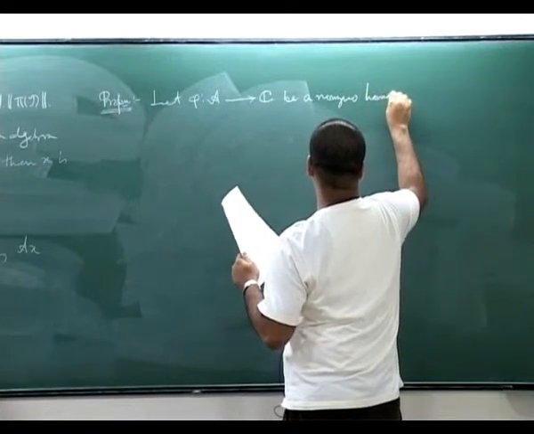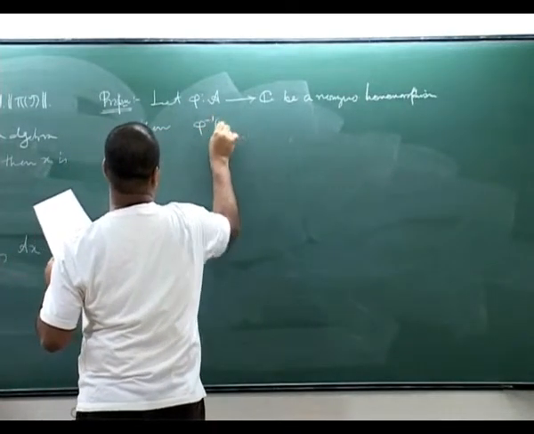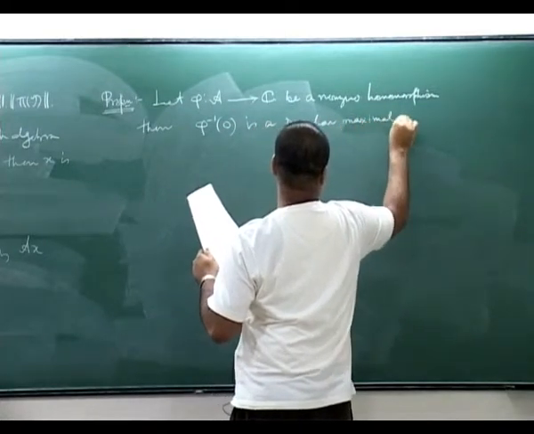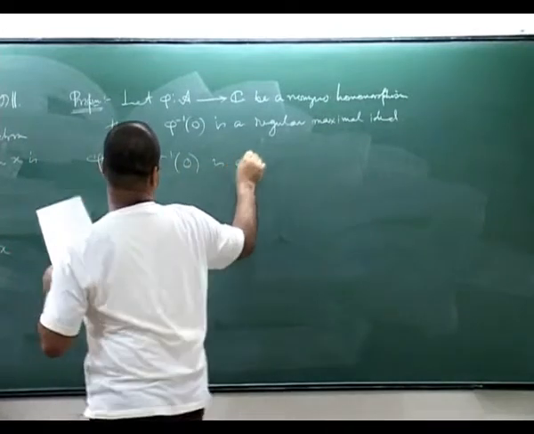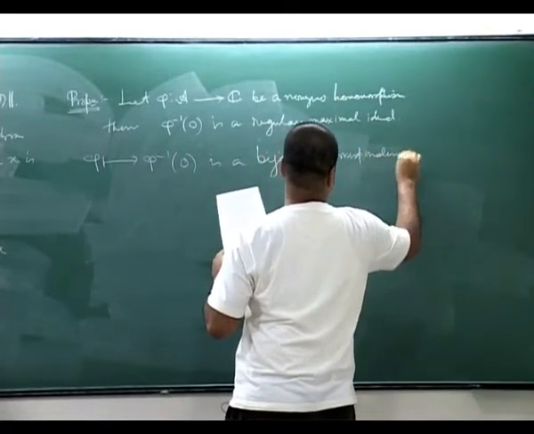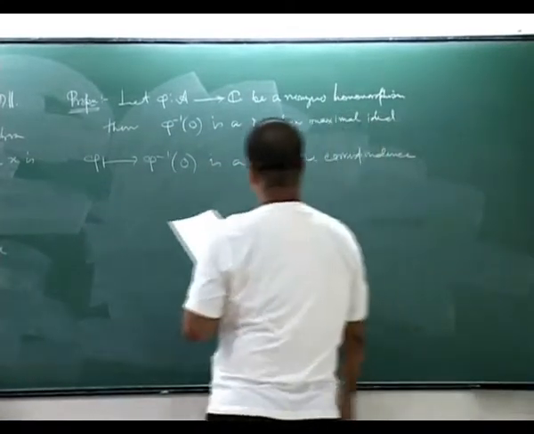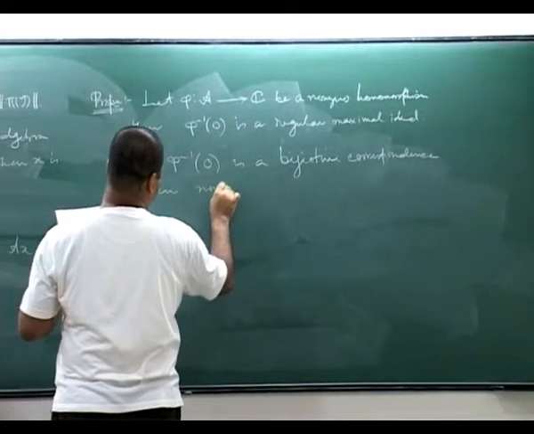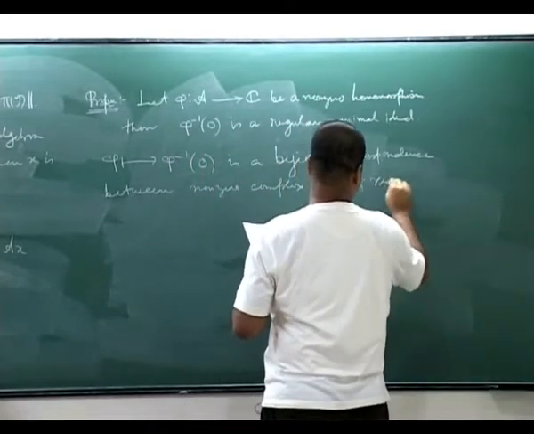Suppose you have a non-zero homomorphism, then phi inverse of 0 is a regular maximal ideal, and this is a bijective correspondence between non-zero complex homomorphisms and regular maximal ideals.